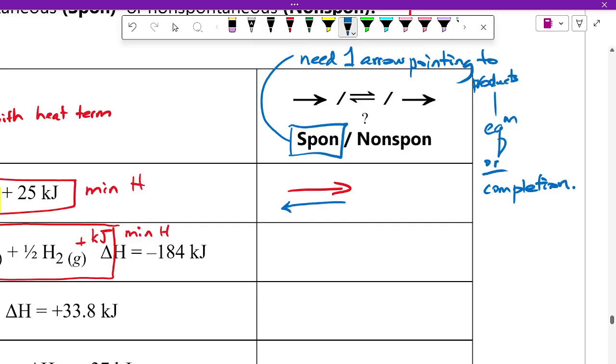Non-spontaneous means no go. And there should be an X here, because I need to fix that. So this one has an arrow going forward, so that is spontaneous.